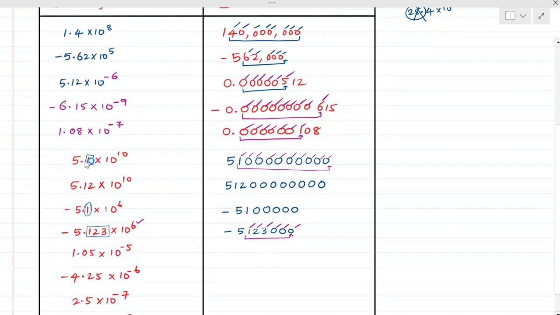If you have one decimal, we will include 9 zeros here. If you have two decimals, we will include 8 zeros here. If you have three decimals, the power is 6, we have to subtract that one. So you have to include the three zeros.